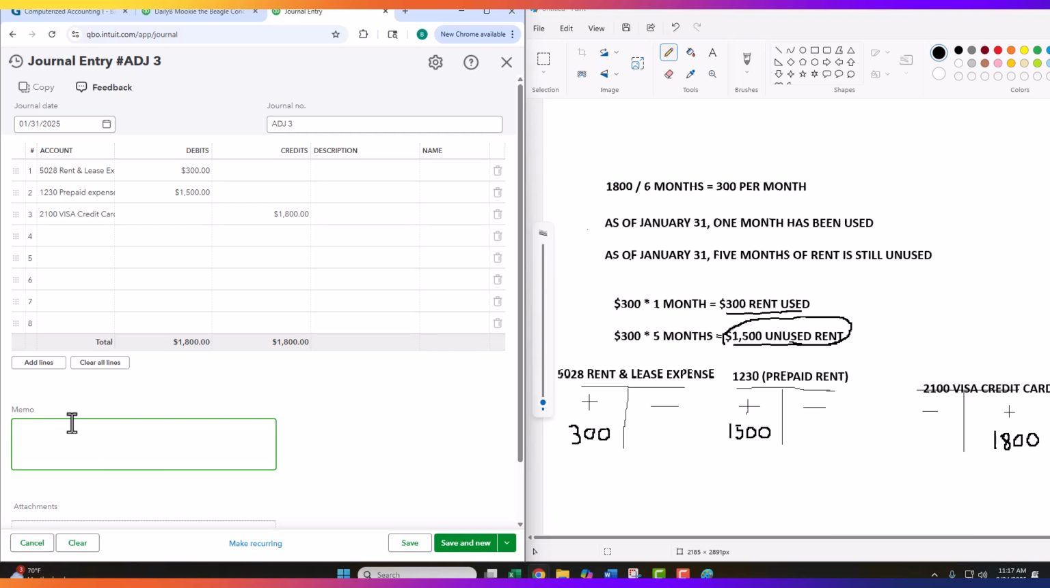I'd probably put a little memo here for this one that, hey, we omitted recording this transaction earlier, so now we're making a correcting/adjusting entry here to get the payment properly distributed between the asset and the expense, and probably show these calculations in the note. And for right now, though, I'm going to hit Save and New and move on to our next adjusting entry.